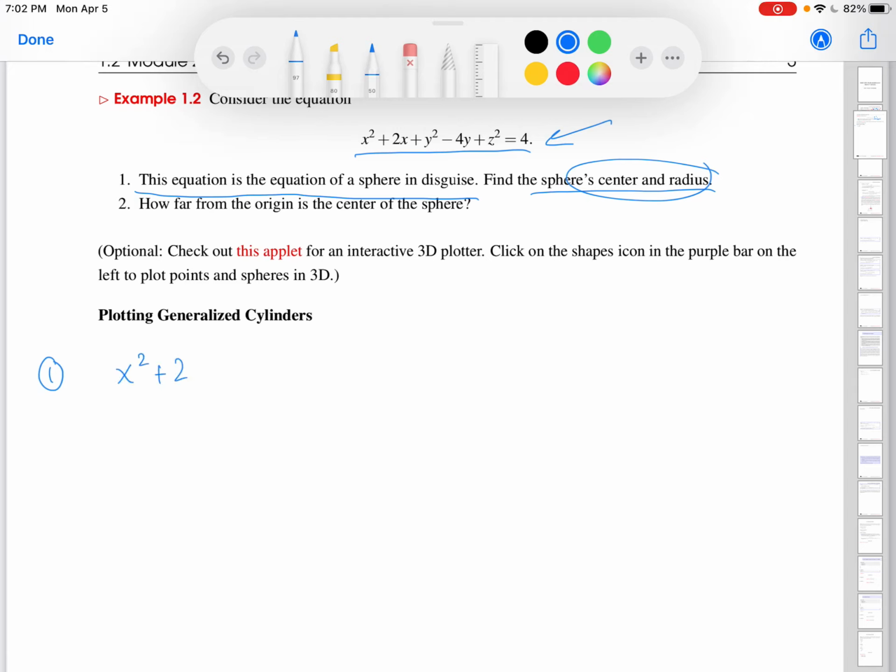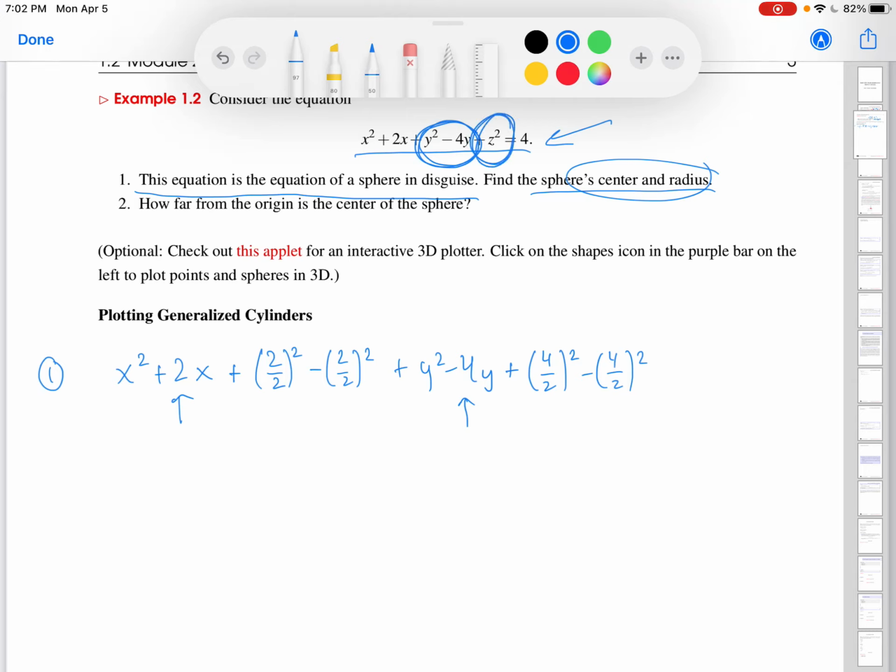So the first part here, I have x squared plus 2x. To complete this square, I want to add half of this number, and then square it, and then subtract the same thing. And then I also have this part up here, so I have plus y squared minus 4y. I'll do the same thing there. I want to add half of this number, squared, and then subtract the same thing. And then I have a plus z squared over here. There's nothing that I want to do with that. That's already a perfect square. And then I have equals 4.